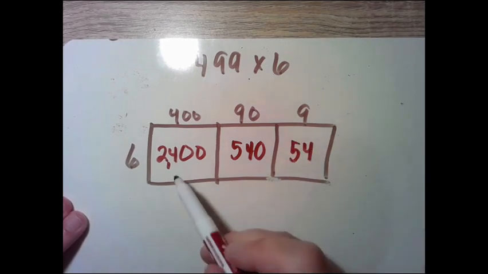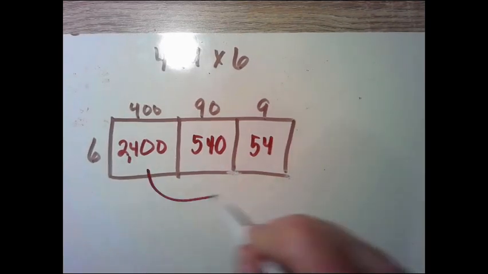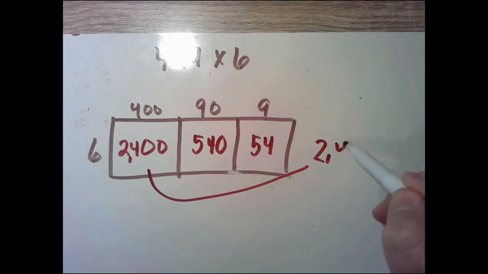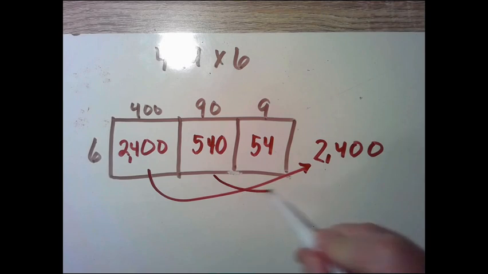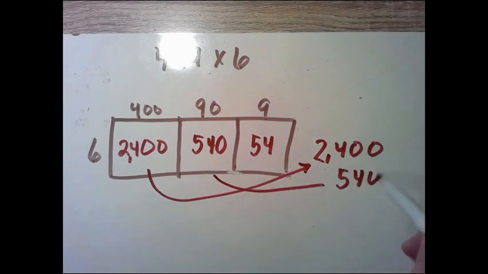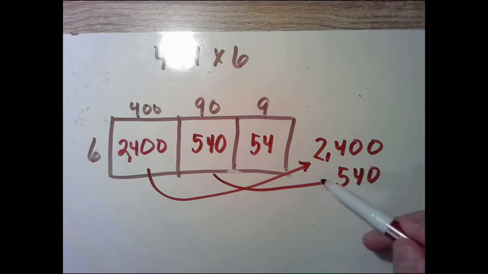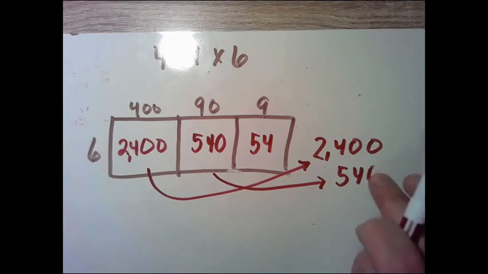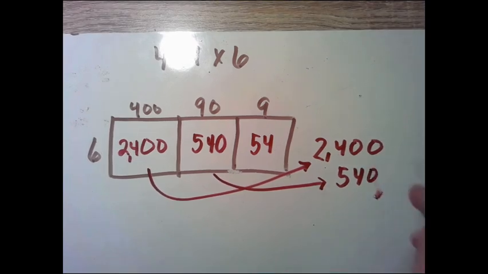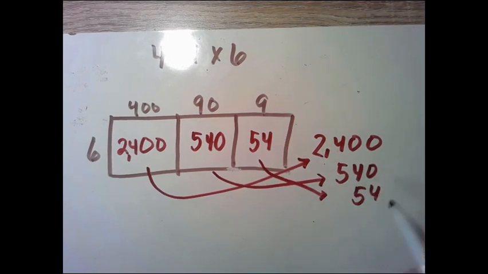So then what you do is you take your partial products and you add them together. So I'm going to go, again, 2,400 plus 540. And again, I'm making sure I line up my digits. Make sure that the hundreds goes in the hundreds, the 10 goes in the tens, and the 1 goes in the 1. Oops, sorry about that. Fix that. And then lastly, 54. Then we add them all together.